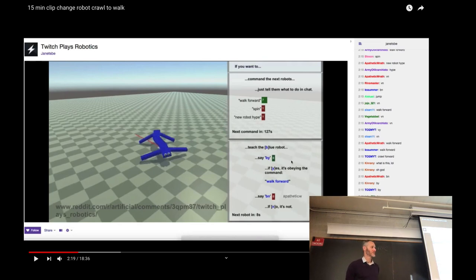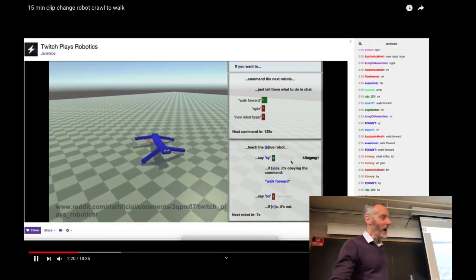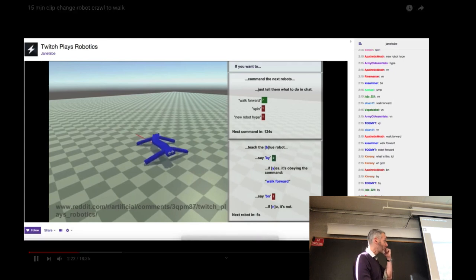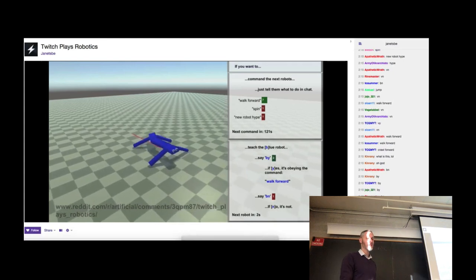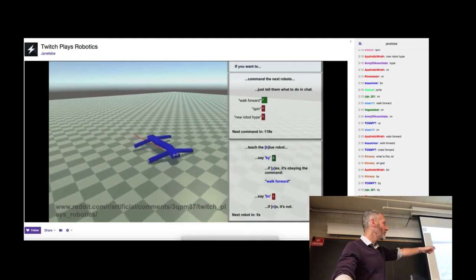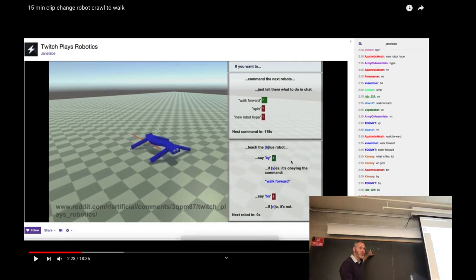Didn't people start giving it really abstract commands? Yes. If you watch the stream on the right, you can see all the proposals about commands. One of the interesting things is the crowd generally converges on motoric words, like walk forward. If we put a random brain inside this robot that causes it to move randomly, half the time it's going to move in front of the line and half the time it's going to stay behind the line. So half the time the crowd is giving thumbs up and half the time the crowd is giving thumbs down.